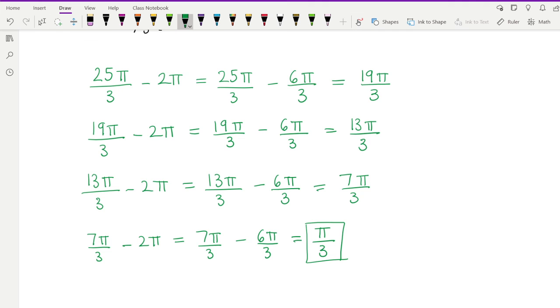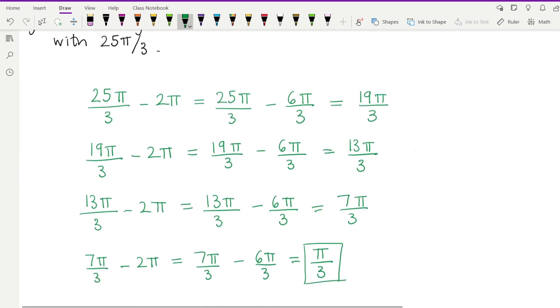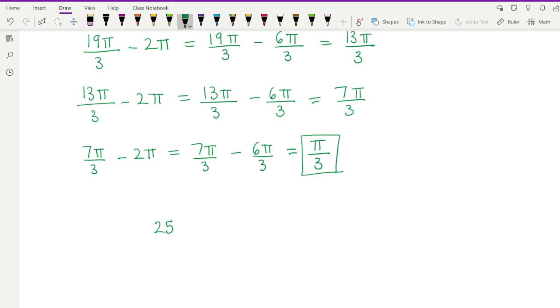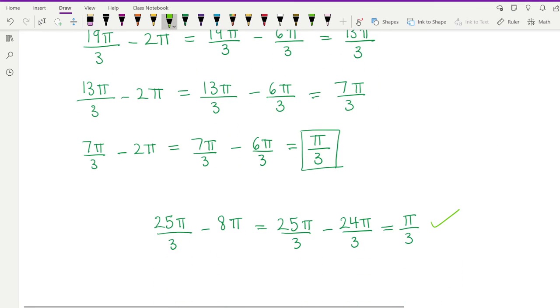And you might notice, if you wanted to figure out how you could have gotten to this answer quicker, well, how many times did we end up subtracting out 2 pi? We subtracted out 2 pi 4 times. So really what we did is we subtracted out 8 pi, right? 4 times 2 pi is 8 pi. And so we can see that if we write this down as 25 pi over 3 minus 8 pi, that would be 25 pi over 3 minus 24 pi over 3, making a common denominator. And that is equal to pi over 3. So that's a check we can do to see, okay, that makes sense. We subtracted out 2 pi 4 times. That's the same as subtracting 8 pi, and that gives us the same thing, pi over 3.